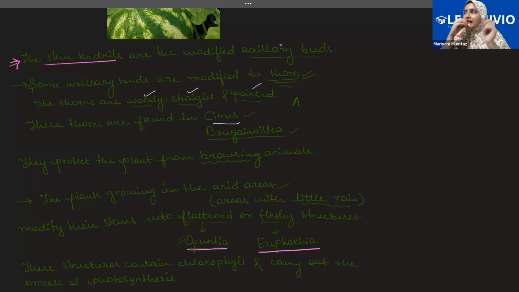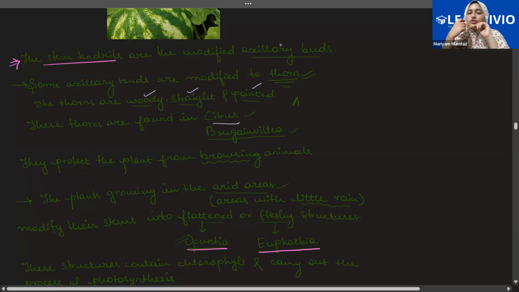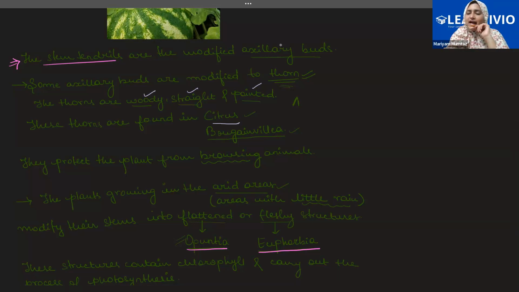Now, thorn, just like tendril, is a modification of stem. But the function of thorn is to protect the plant from any organism that comes to eat it, right? From browsing animals like the cows, the buffaloes, and all.